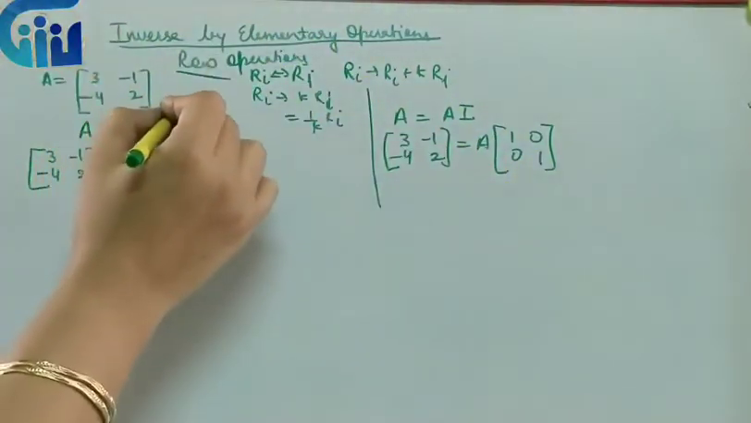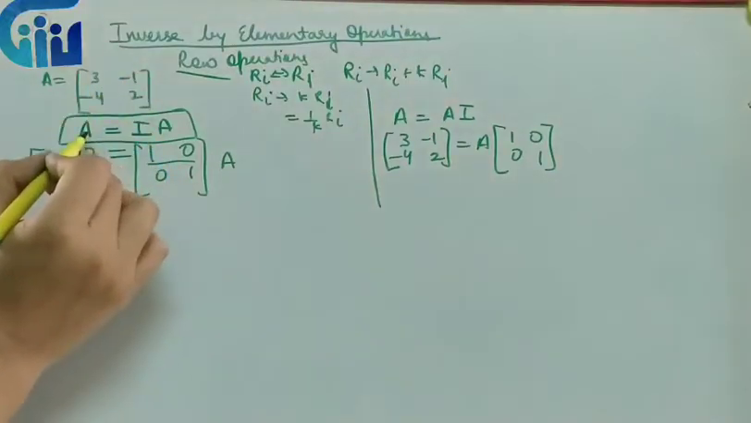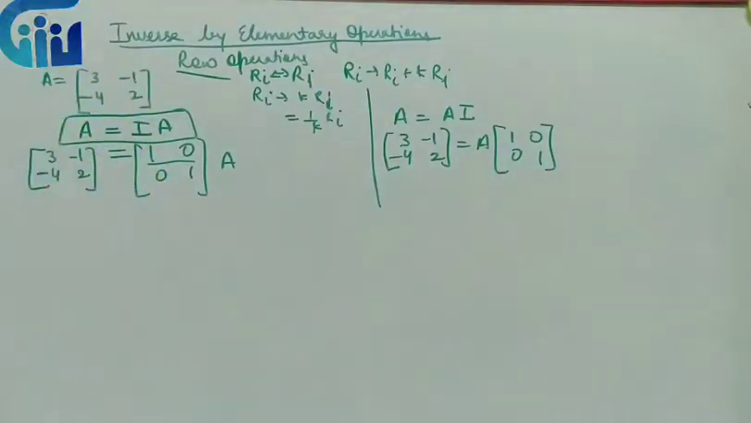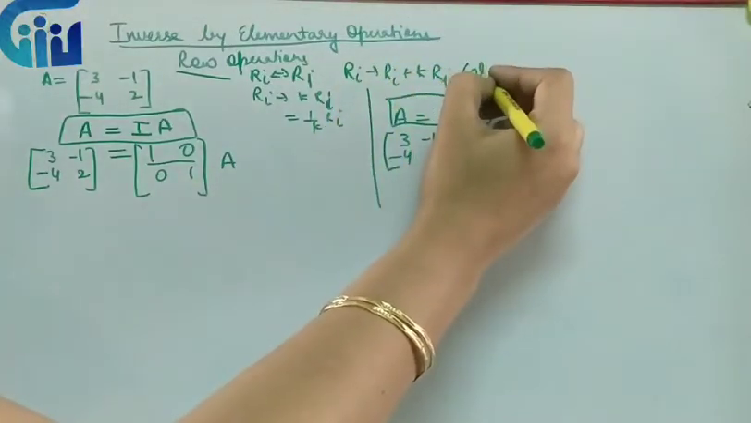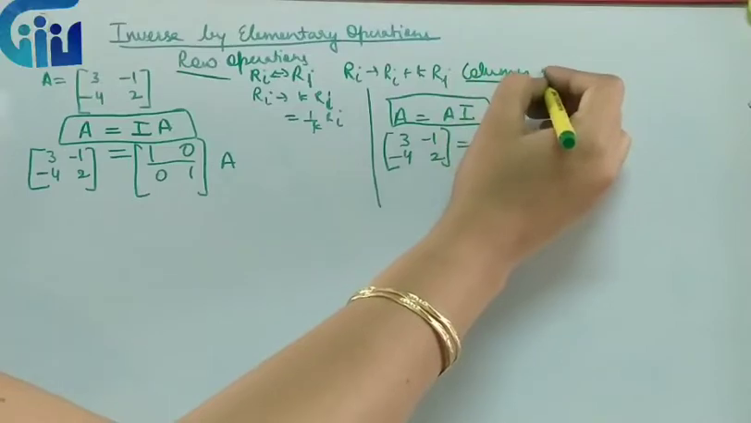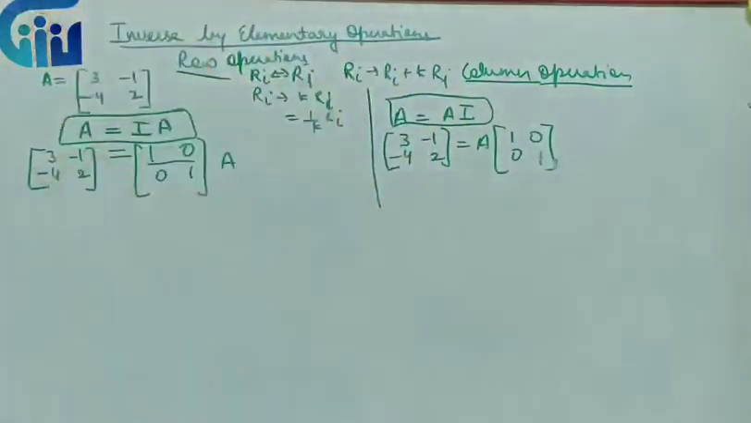Very important. If it is a 4 marker question, you get half marks for this. If it is a 6 marker question, most of the times you get 1 mark for this. So, if it is row operation, everybody has to remember we have to write A is equal to IA. If it is column operation, this is for column operations, we have to write it as A is equal to AI.